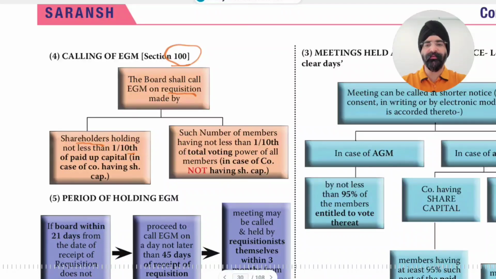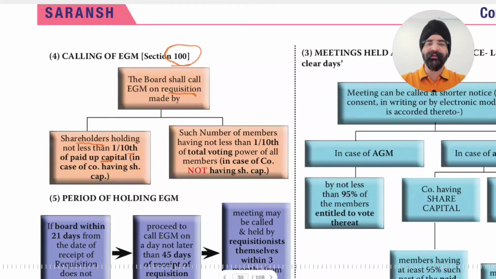So shareholders holding not less than one-tenth of the paid-up capital means if they are holding equal to one-tenth of the paid-up capital, means 10% paid-up capital. Here what is capital means including equity with differential voting rights and preference shares. So complete capital is to be considered. One-tenth of complete capital is to be considered.